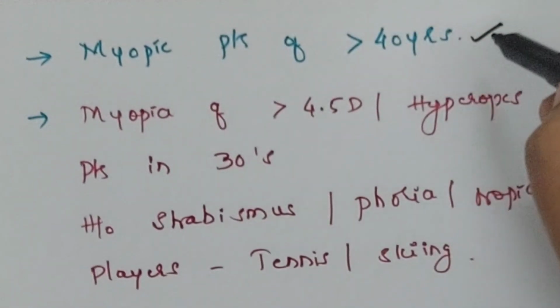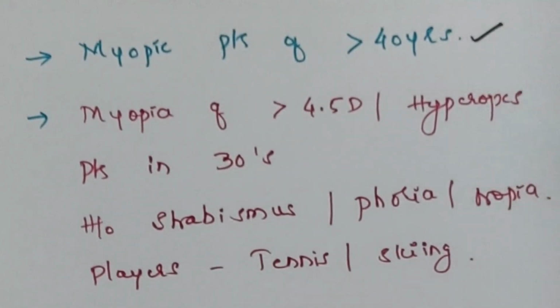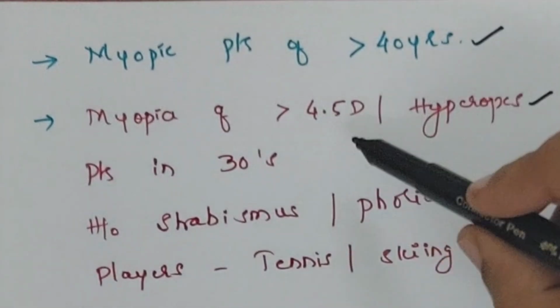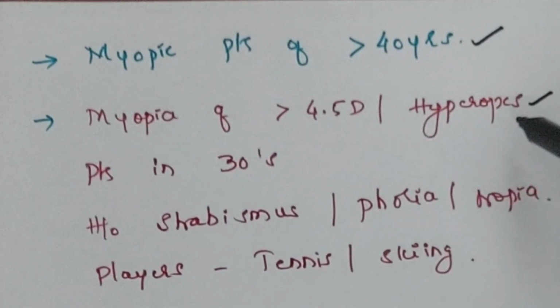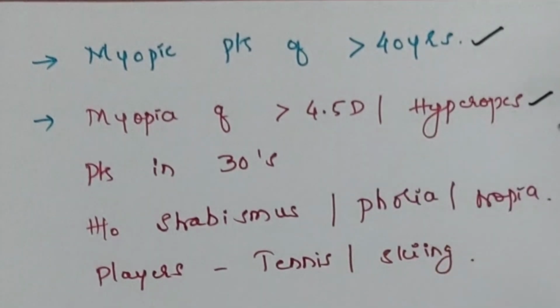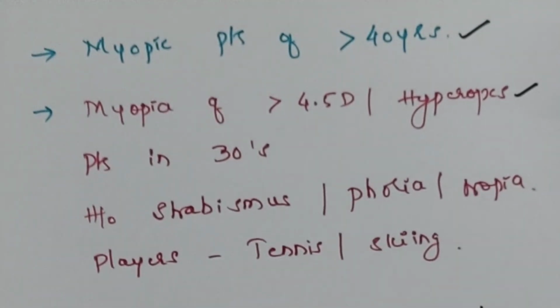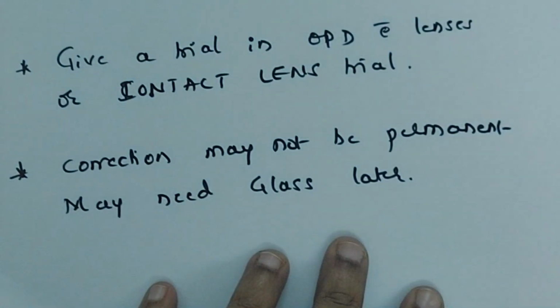So patients more than 40 years having mild myopia are ideal candidates for this mini monovision correction. If the patient has myopia of more than 4.5 diopters or is hypermetropic, it is a contraindication for mini monovision. And if the patient is in their 30s, again don't take them for monovision correction. If the patient has strabismus, phoria or tropia, it will compromise the stereopsis. For the same reason, even tennis players and skiing players are contraindicated for mini monovision type of treatment.